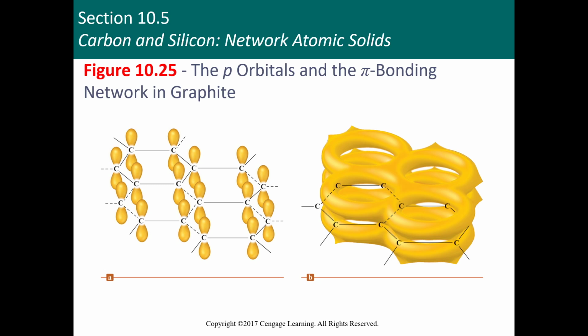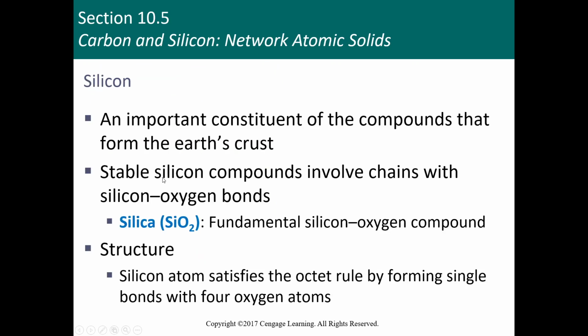This is actually your sigma bonds right here between the layers. Your pi orbitals, your pi bonding network on the graphite, is what helps to associate the different layers. And so they make a sort of freely flowing pi bonding network above and below each of these layers.